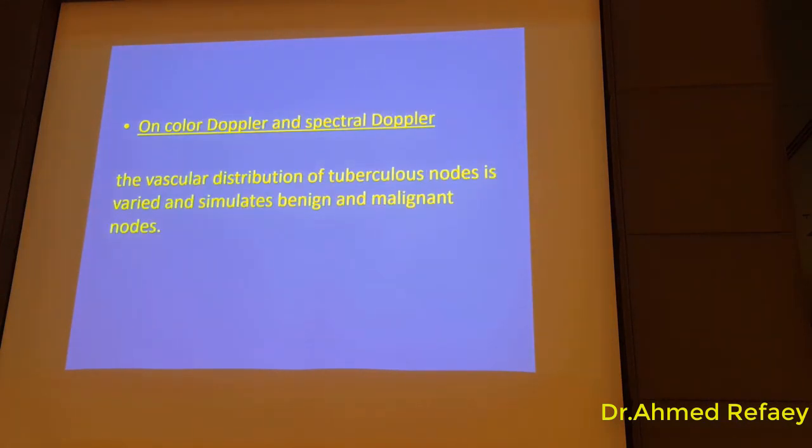Regarding the color Doppler and spectral Doppler, the vascular distribution in a tuberculous lymph node is not specific, because it can give us the criteria of benign and also the criteria of malignant behavior. So ignore now the color Doppler and spectral Doppler features of the tuberculous lymph node until discussing the malignant lymph node.